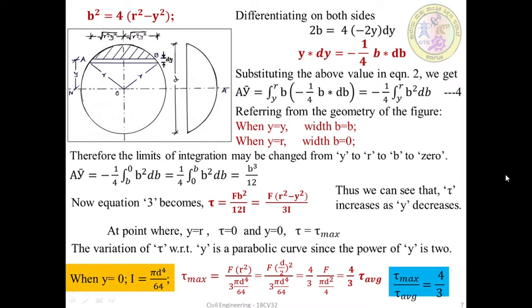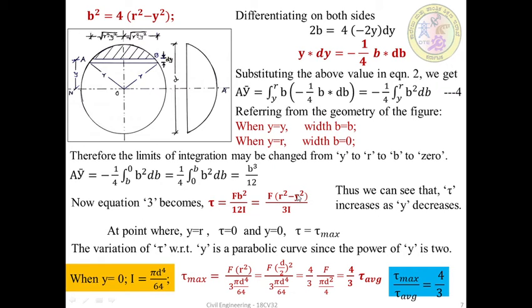Now, substituting the value in equation number 3, we get that tau is equal to F b square divided by 12I, so b square is equal to, again, (r square minus y square) divided by 3I. So thus we can see that the shear stress increases as y decreases. Again here the radius is constant, the force at a particular section is also constant, and the moment of inertia at a particular section is also constant. Therefore, the only variable is y. As y decreases, this value decreases.